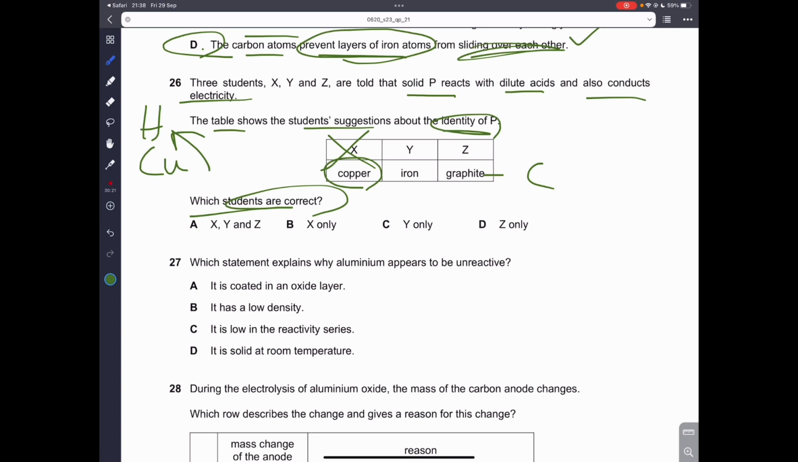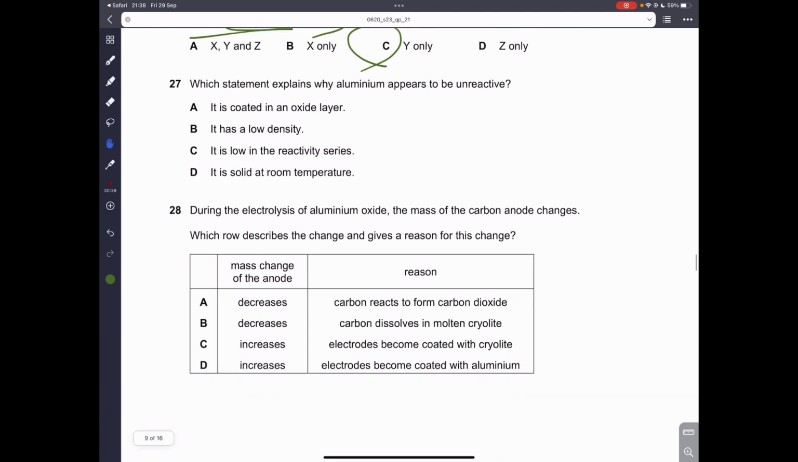X is not an option. So it could be Y. Right? It could be Y. So the most reasonable answer for this question is going to be C. Right? Graphite is carbon. Carbon does not react with acid.